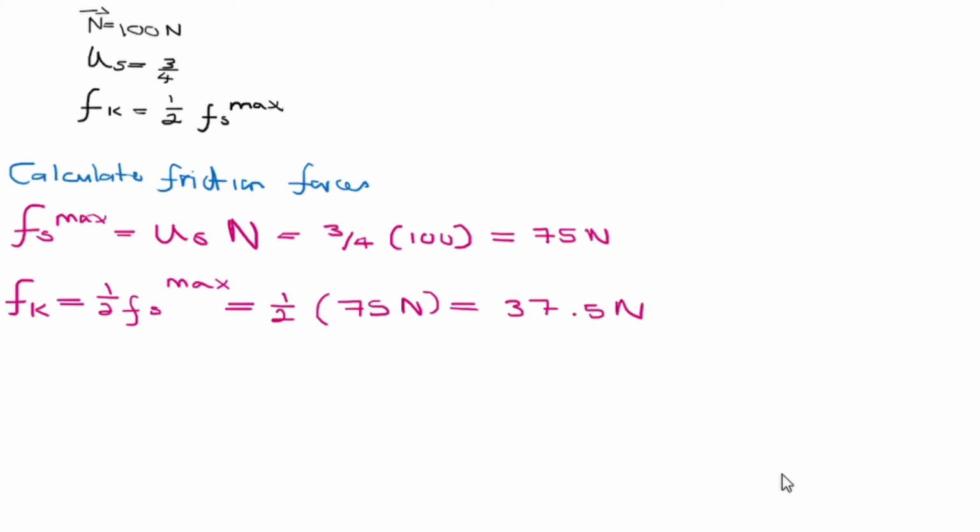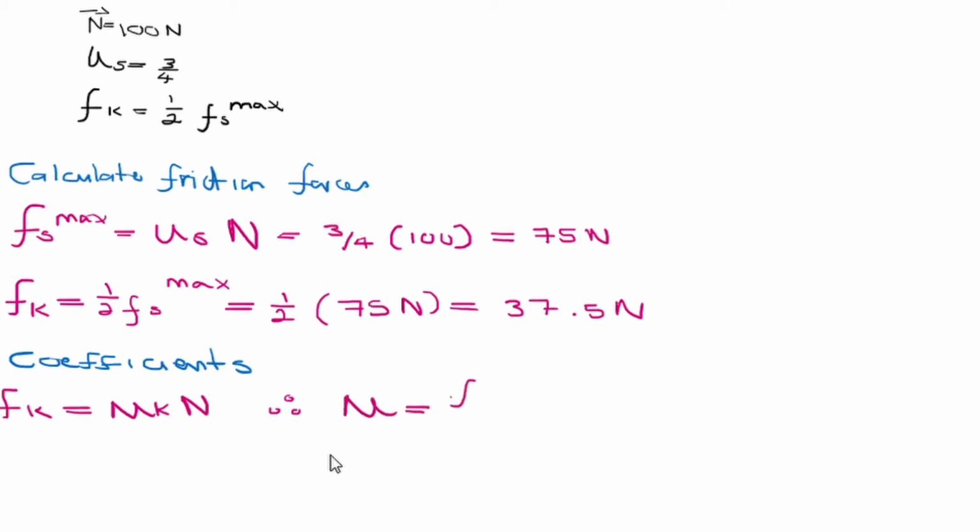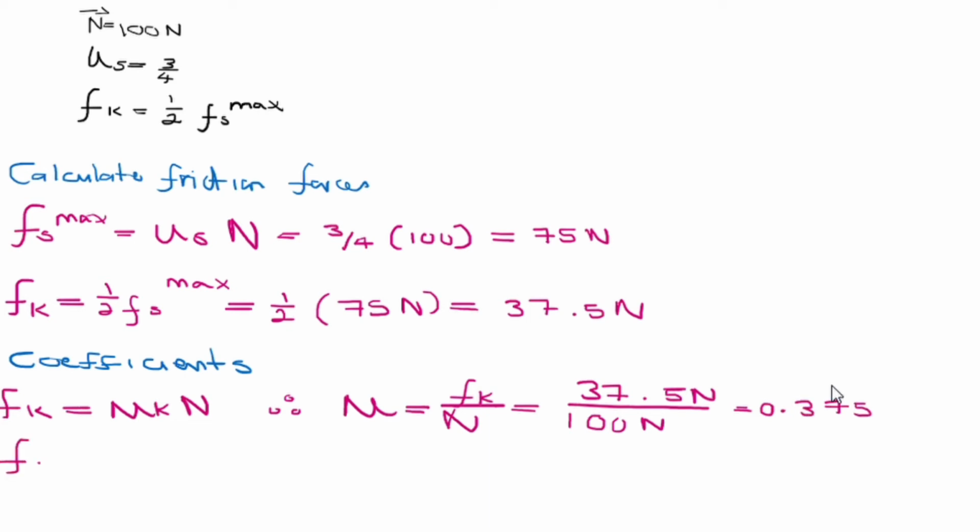Let us now calculate the coefficients. We know that kinetic friction can be represented using, and therefore if we make the coefficient subject of the formula, we have kinetic friction. We just calculated the kinetic friction to be 37.5 newtons over the normal force, it's 100 newtons. If you punch this to your calculator, you should get 0.375.